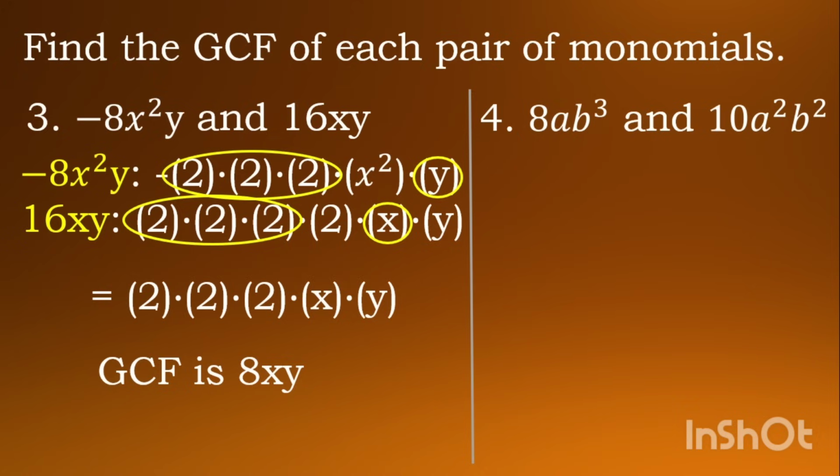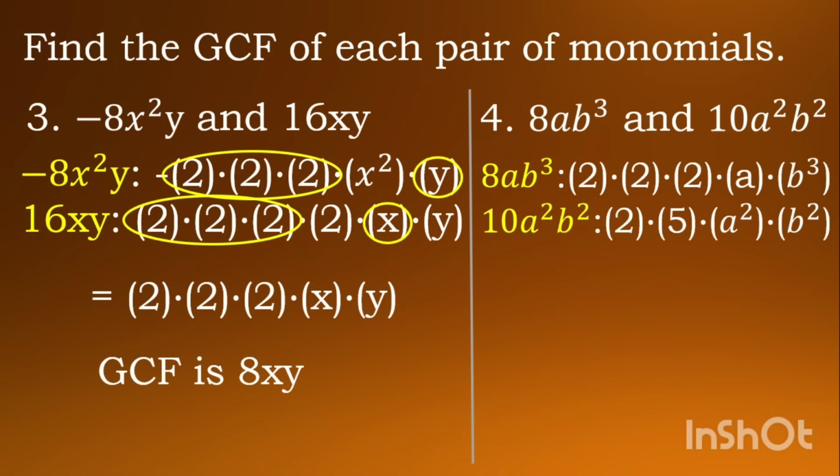Next, 8ab raised to 3 or 8ab cubed and 10a squared b squared. So, for 8ab cubed, we have 2 times 2 times 2 times a times b cubed. For 10a squared b squared, we have 2 times 5 times a squared times b squared. So, anong common? We have 2. We will not get the other 2's kasi wala naman ng 2 dun sa 10a squared b squared.